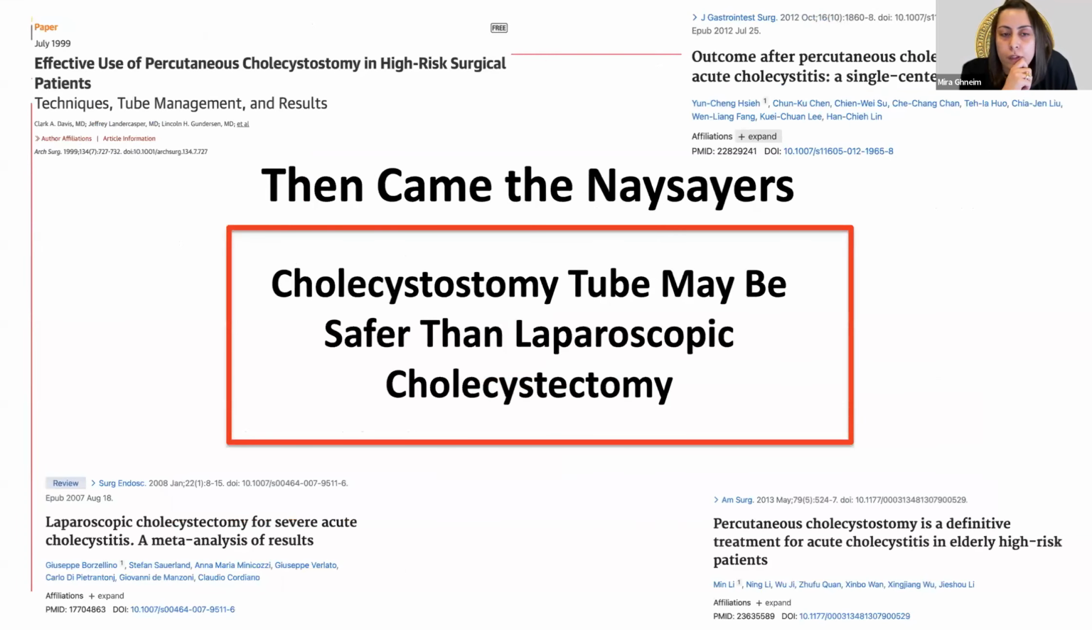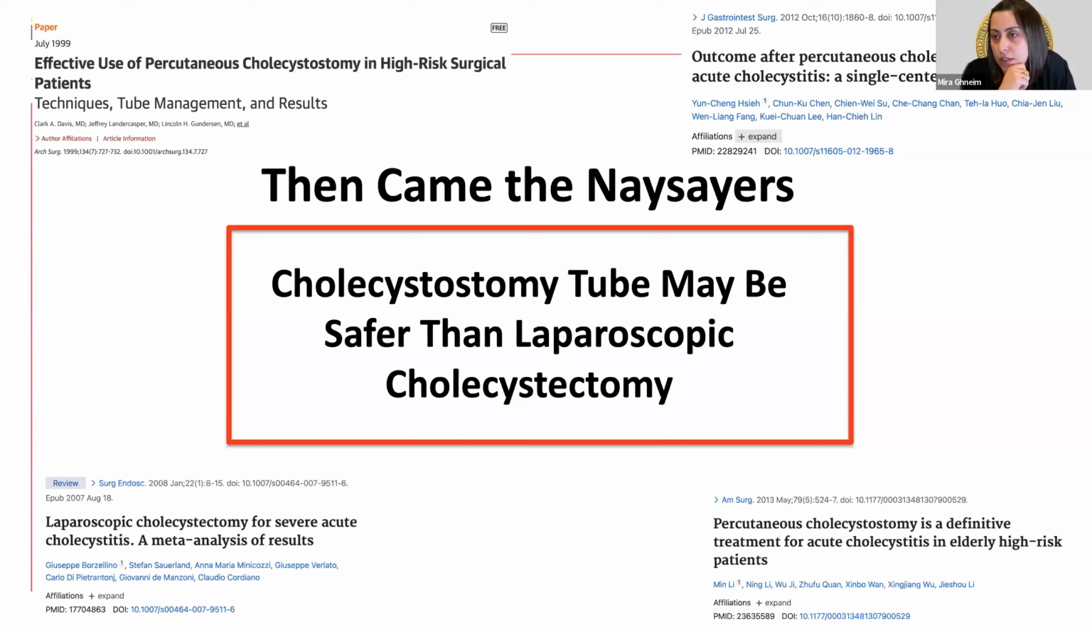But like everything in life, there have to be some naysayers. So as we started doing more lap choles, studies started coming about that looked at outcomes, focusing specifically on mortality, as well as focusing on the rate of conversion to open. These are very small studies, single institutions, very, very heterogeneous patient populations that suggested that maybe a cholecystostomy tube will be safer than doing a lap chole for some cases of acute cholecystitis, although they didn't really define what that patient population was.